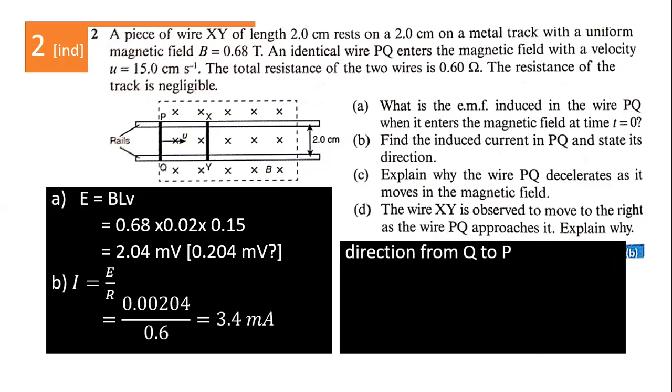Explain why the wire PQ decelerates as it moves in the magnetic field. If there is no induced current, there is no deceleration. But there is induced current, that's why we calculated that. It's from Q to P. Oh, this gets you to apply your knowledge of chapters, topic 16 and topic 17 together, that's all.